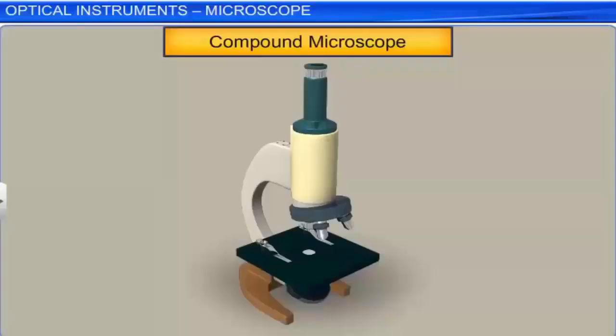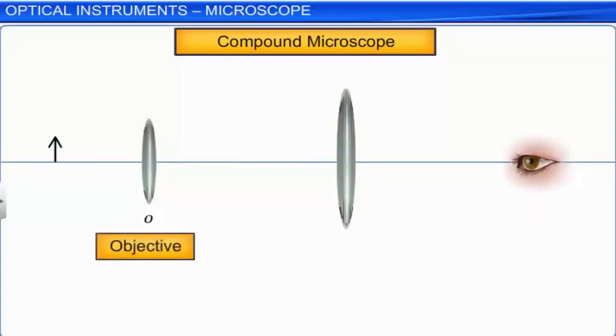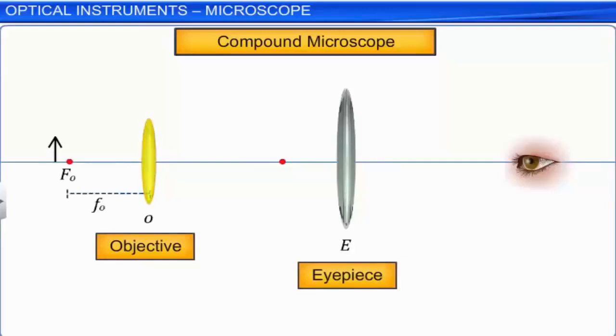When greater magnification is required to view microscopically smaller objects, a compound microscope is used. A compound microscope consists of two convex lenses arranged coaxially. The lens O, that is close to the object to be viewed, is called the objective, and the lens E, that is close to the eye, is called the eyepiece. The objective of a compound microscope is of a small focal length and has a small aperture, whereas the aperture of its eyepiece is large.